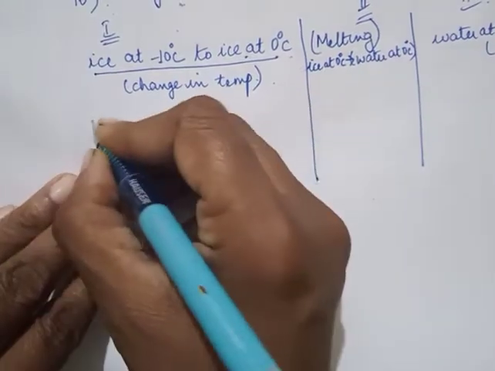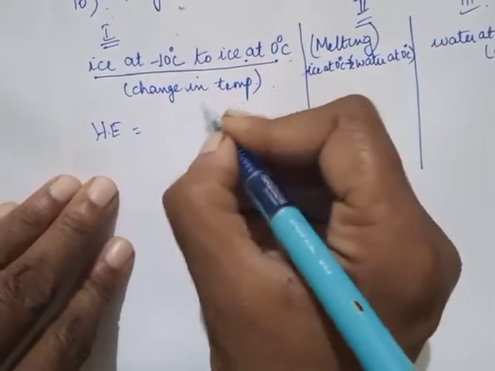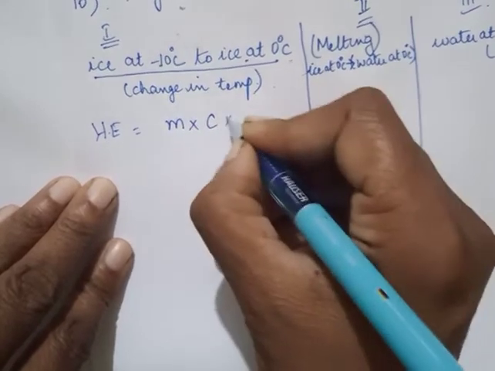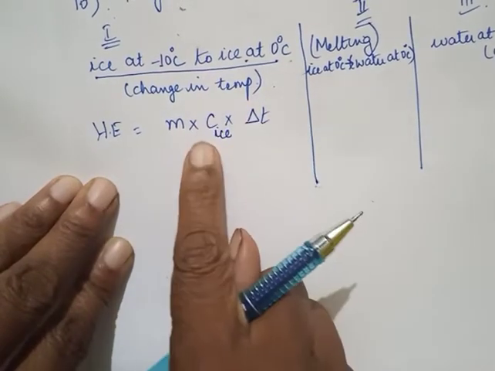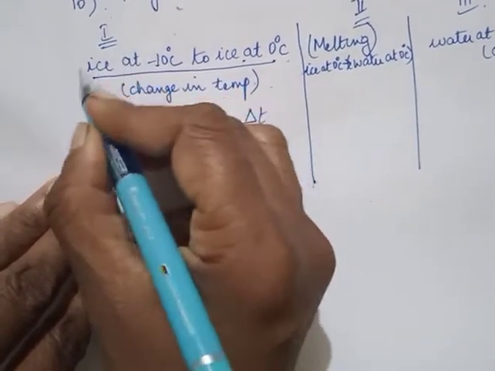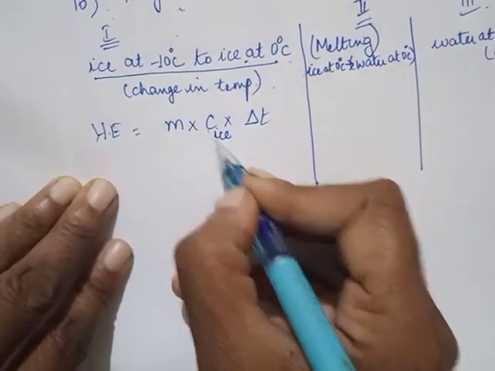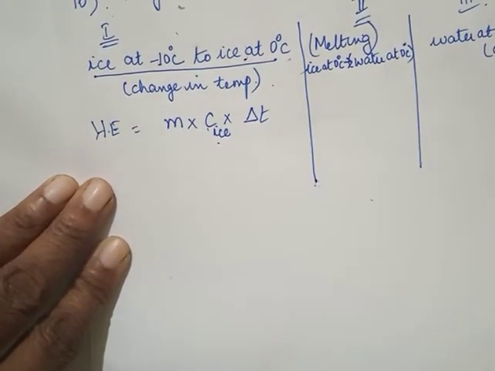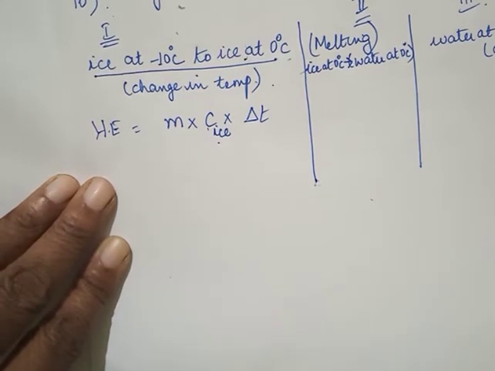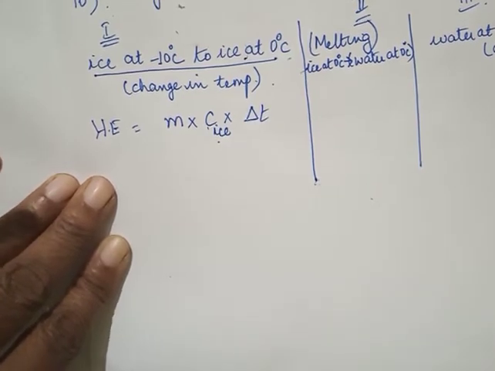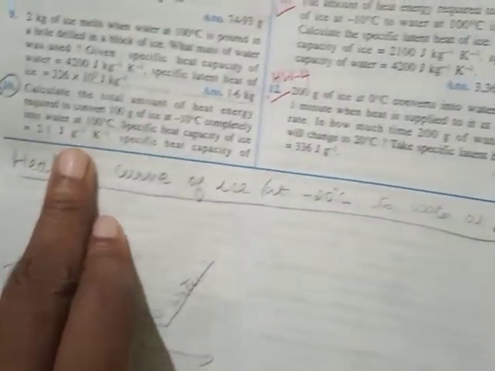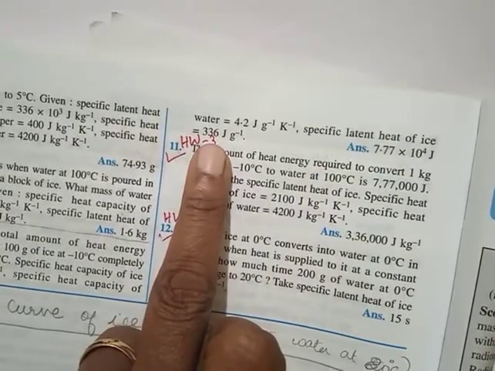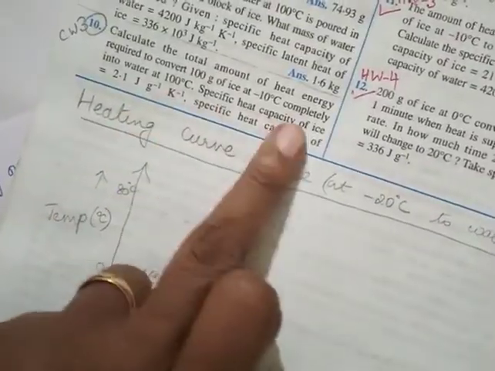So the heat energy required will be m into C into del T. But remember, here you should write C of ice, not of water. The substance here is ice. So you need C of ice, and the C of ice value is different. It is not 4.2, it is not 336. C of ice is totally different. That is given in the book. In the question itself, they have given the specific heat capacity of ice as 2.1 joule per gram. Specific latent heat of ice is 336. We all know that.